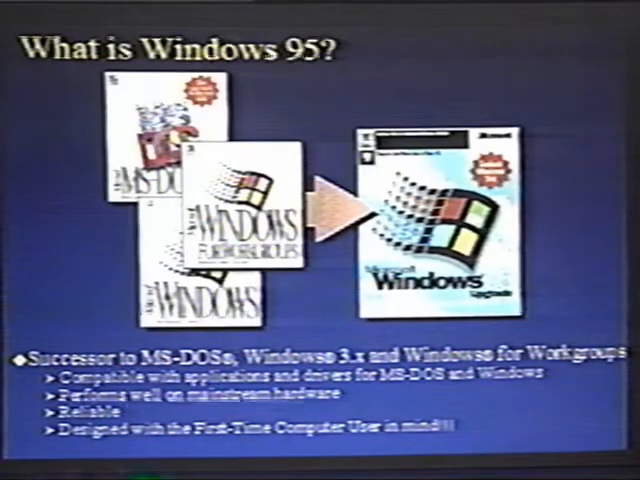So what is Windows 95? Windows 95 is the next generation of personal computer operating systems. It's a successor to MS-DOS, Windows 3.x, as well as Windows for Workgroups. It's compatible with old applications, performs well on mainstream hardware, it's reliable, and it's designed with the first-time computer user in mind.